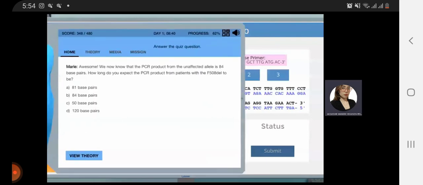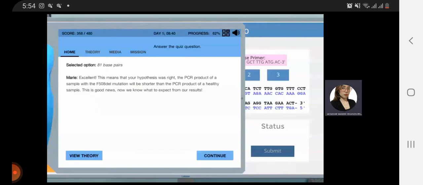Awesome. We now know that the PCR product from the unaffected allele is 84 base pairs. How long do you expect the PCR product from patients with the F508del to be? Excellent. This means that your hypothesis was right. The PCR product of a sample with the F508del mutation will be shorter than the PCR product of a healthy sample. This is good news. Now we know what to expect from our results.